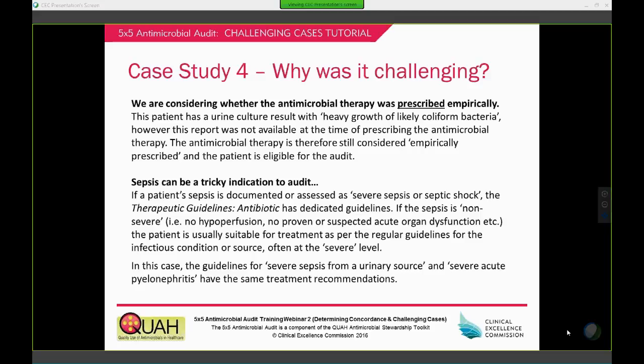outside the scope of the audit. And then the second challenge for this case is the fact that sepsis can be quite a difficult indication to audit, and sometimes the auditor will have to determine for themselves if the prescriber was treating for severe sepsis or just a severe infection that was causing systemic symptoms. So it's not always easy to figure out which guidelines to review, and these ones do involve some judgment calls on behalf of the auditor. But as I said before, in this particular case, it could be argued both ways, but we're fortunate that the recommendations were the same regardless of which guideline we actually looked at.